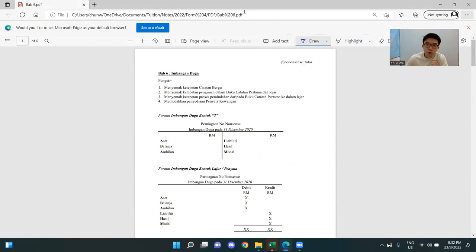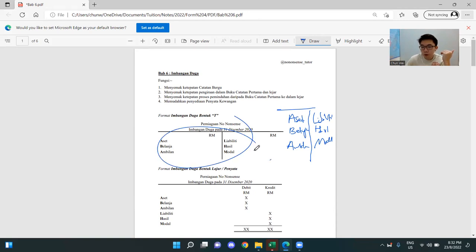So for you to do well in your imbangan duga, you just need to remember the abang lim. Right. So I always say this. This is the A for asset, the B for belanja, the A for ambilan, the L for liability, the H for hasil, and the M for modal. You see, lah. All right. So when you remember all this abang lim thing, then definitely your imbangan duga shouldn't be a problem. Okay. It'll be very easy. Okay, so this is all about the imbangan duga.